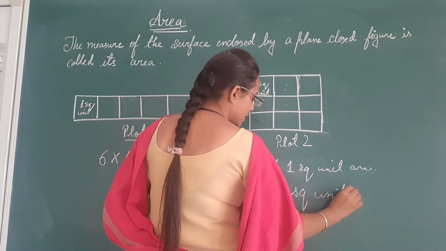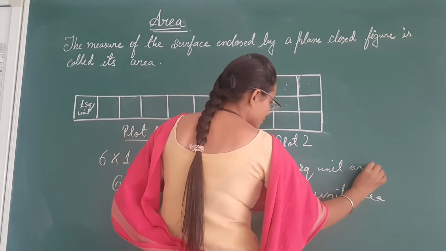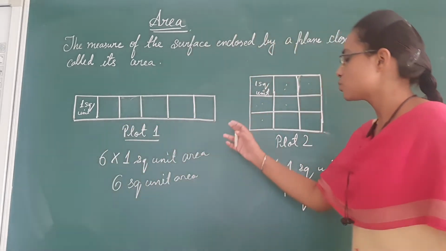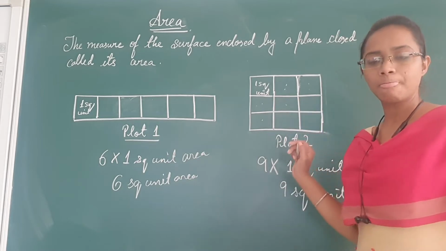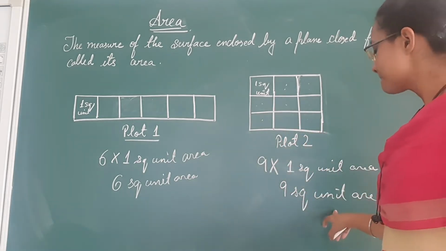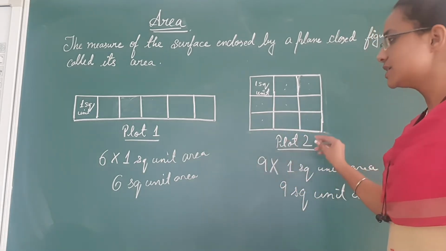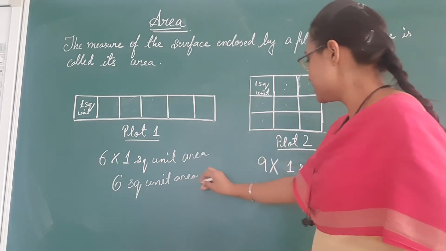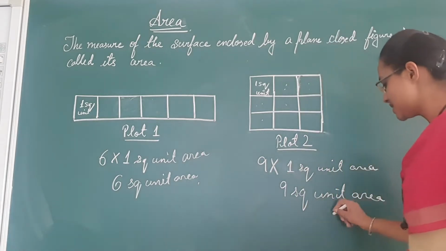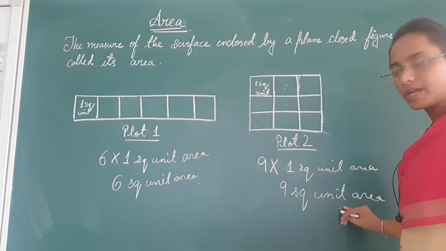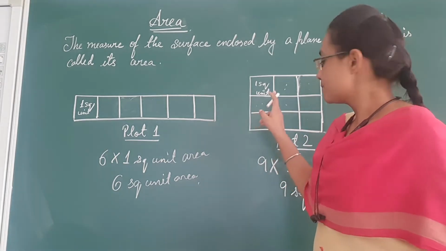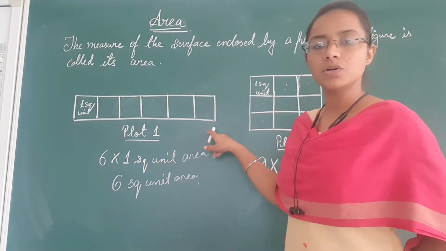So here we come to know which plot has more area by using these square units. Now you can easily say which plot has more area. Yes or no? Here it is 6 square units and here it is 9 square units. Obviously 9 square units is greater than 6 units. So plot 2 has more area than plot 1.